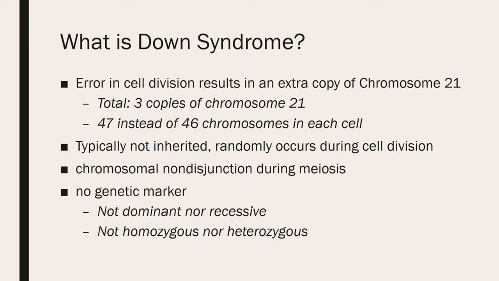Down syndrome occurs in meiosis when there is an error in cell division resulting in an extra copy of chromosome 21. Normally, there are 2 copies of chromosome 21 coming from the parents, so this one makes it 3 copies in each cell for people with Down syndrome. This is also called a chromosomal non-disjunction. It is typically not inherited as it randomly occurs, so there's no genetic marker. This means that Down syndrome is not dominant, recessive, homozygous, nor heterozygous.